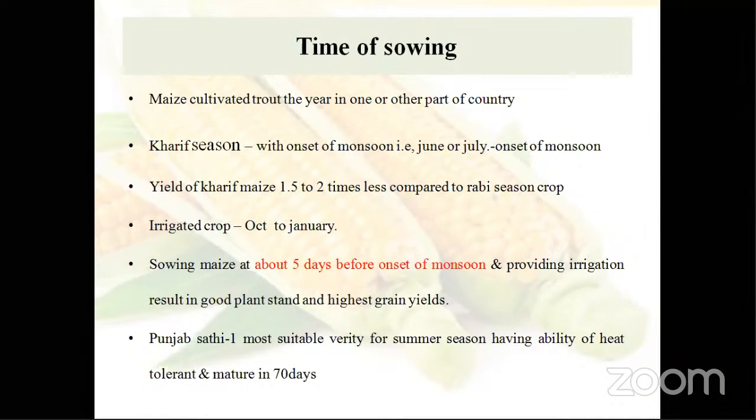Yield of Kharif maize is 1.5 to 2 times less compared to Rabi season crop. Why so? Why is the yield of Kharif maize less compared to Rabi maize? Because there are more dry areas. Moisture stress is one of the reasons.